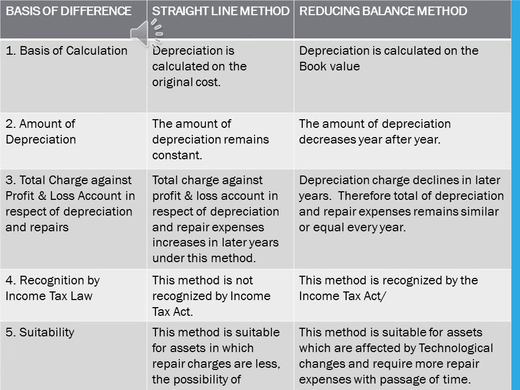The straight line method is suitable for those assets where the repair charges are less and also the possibility of change in technology is low, whereas the reducing balance method is useful where technological changes are expected frequently and also repair expenses are expected to be more with the passage of time. So this was the difference between straight line method and reducing balance method, children.